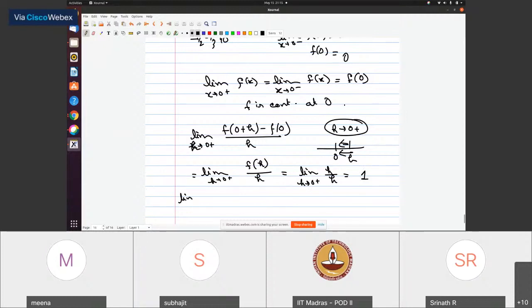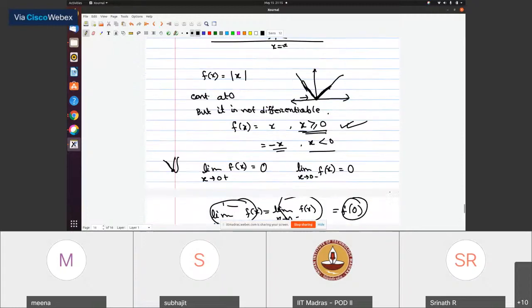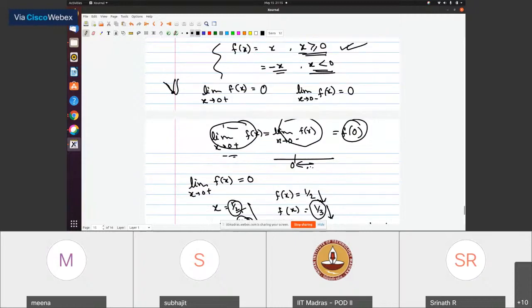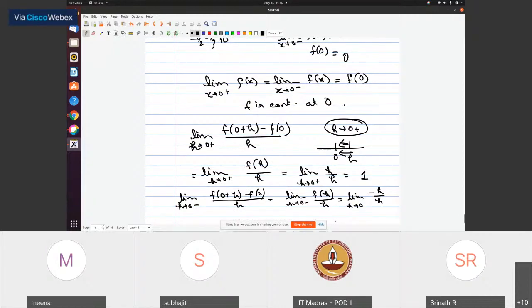Now, what if we approach from the negative side? Then it is the limit as h tending to 0 minus of f(h) by h. Now f(h), as it is from the negative side, is minus h, because we defined the function this way. This is our mod function. So it will be minus h by h, h will cancel out, and this will give minus 1.